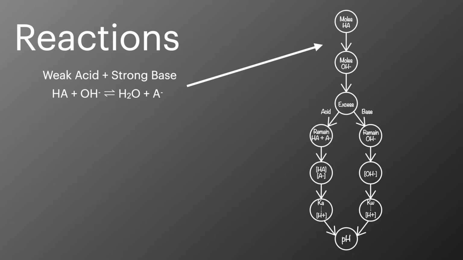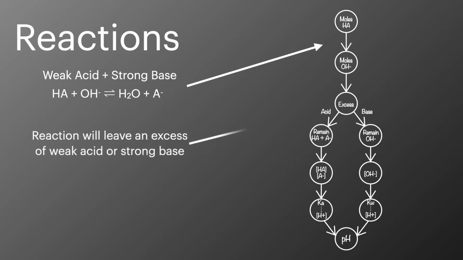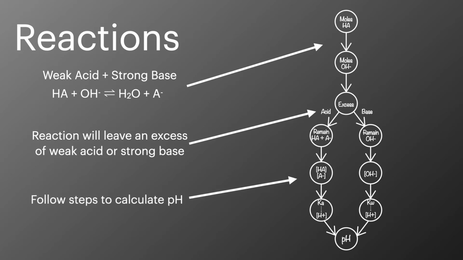At the start of this calculation, we'll need to work out the moles of HA and the moles of hydroxide ions present. After the neutralisation reaction is complete, you'll be left with either an excess of acid or an excess of base. You can then work out the pH of the final solution using a similar method to the ones I've talked about in the previous episode on calculating pH.